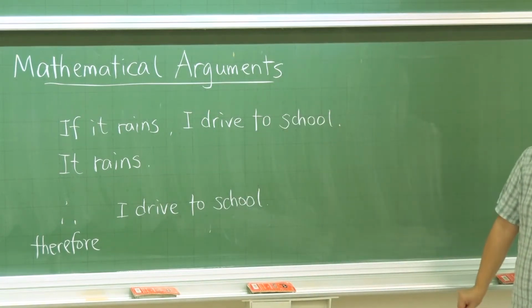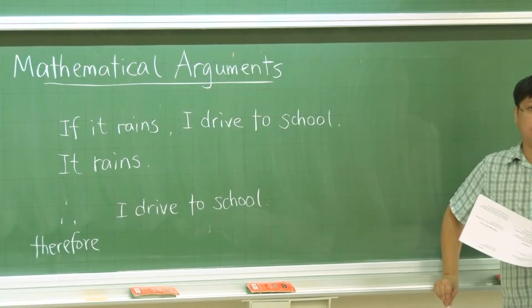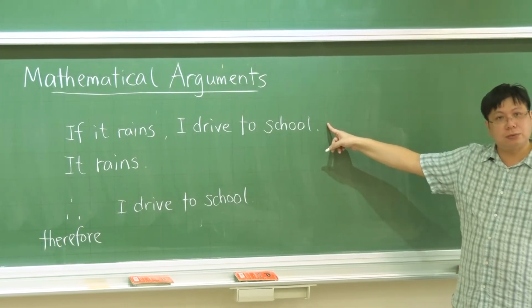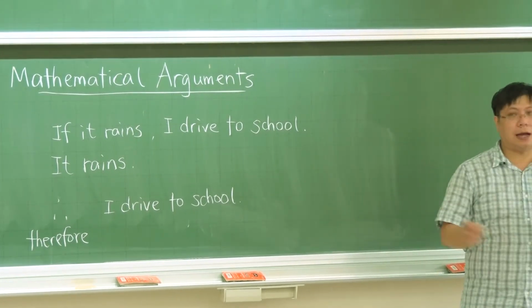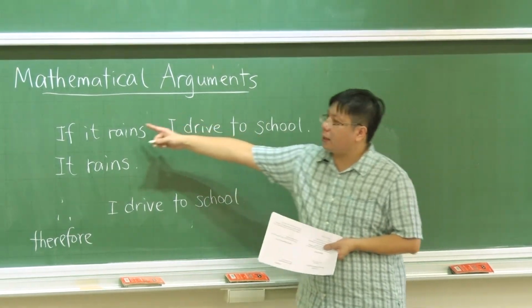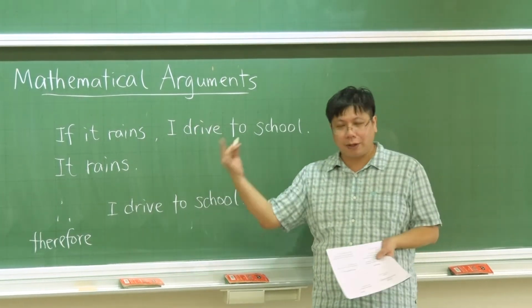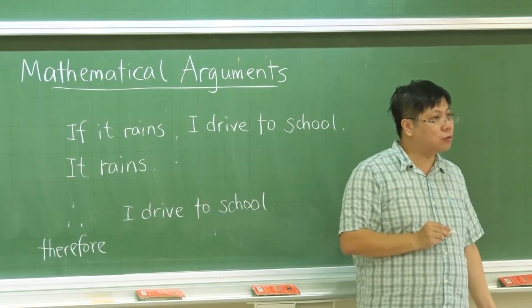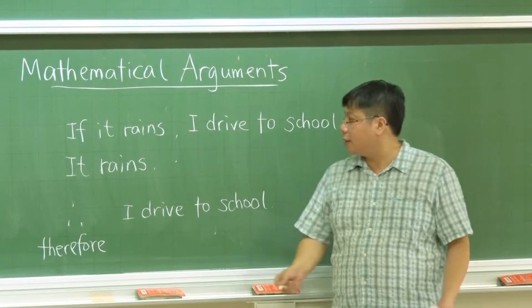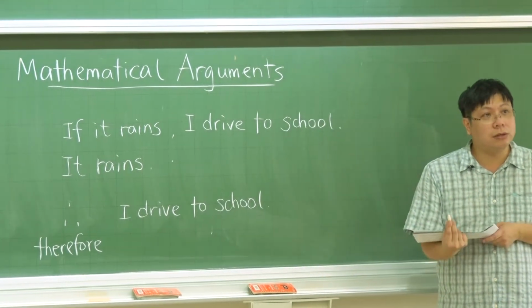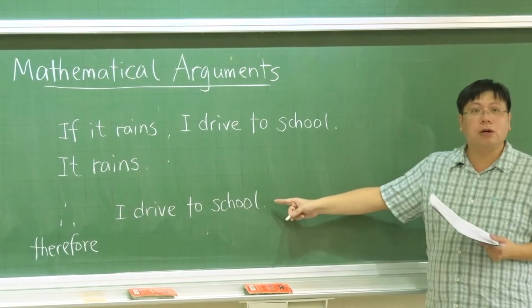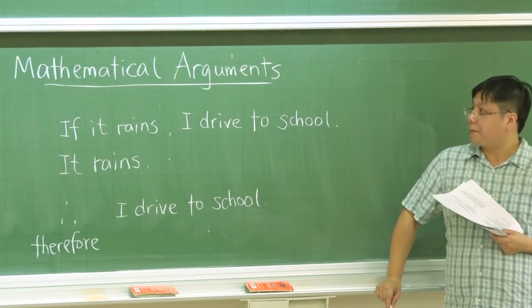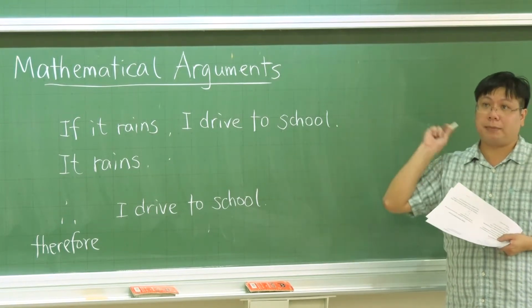It seems to make sense, right? If it rains, then I will drive to school, and it actually rains. Assuming that this is true, that I'm not telling a lie, and that this is something I really would do, whenever it rains I will drive to school. And let's say today it rains. Then we can have a logical deduction. We can conclude that I really drive to school today. So this is called a mathematical argument.